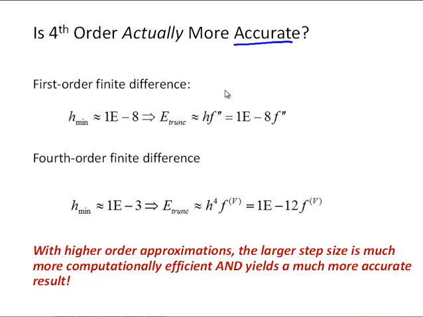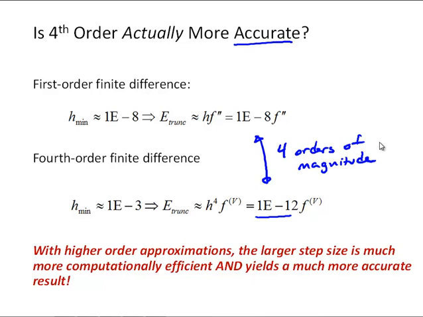So if we take that first order finite difference, the minimum h is 1 times 10 to the minus 8. Remember that means our truncation error is defining the error. Our truncation error is going to be 1 times 10 to the minus 8 times f double prime. For the fourth order finite difference, we had 1 times 10 to the minus 3 for h min. So our truncation error, which is h to the fourth times the fifth derivative, is 1 times 10 to the minus 12. So we have a difference here of 4 orders of magnitude in accuracy.